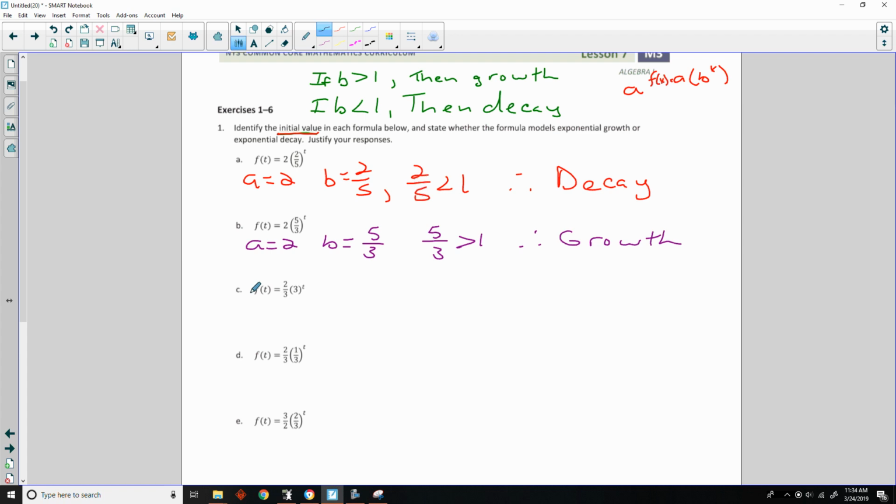Okay, part C. A equals 2/3. Okay, so A is 2/3, and B is equal to 3. I wanted to do this all in black. My pen just started working, even though I clicked on the black earlier. So A is 2/3, and B is 3, and 3 is greater than 1, therefore this is growth.